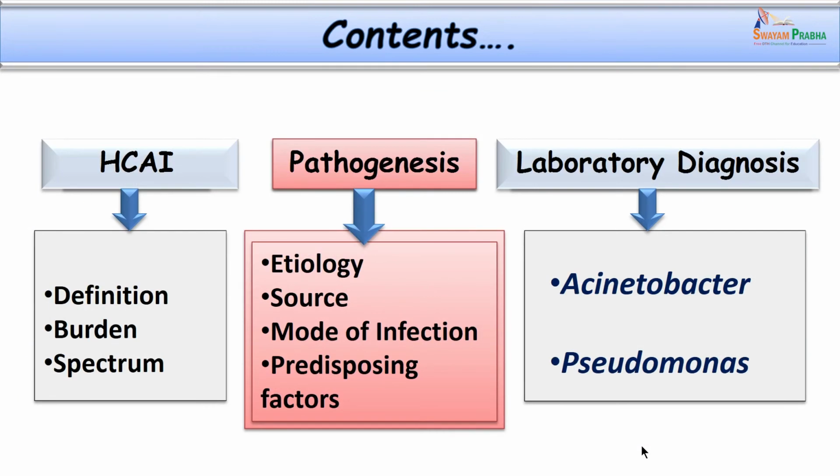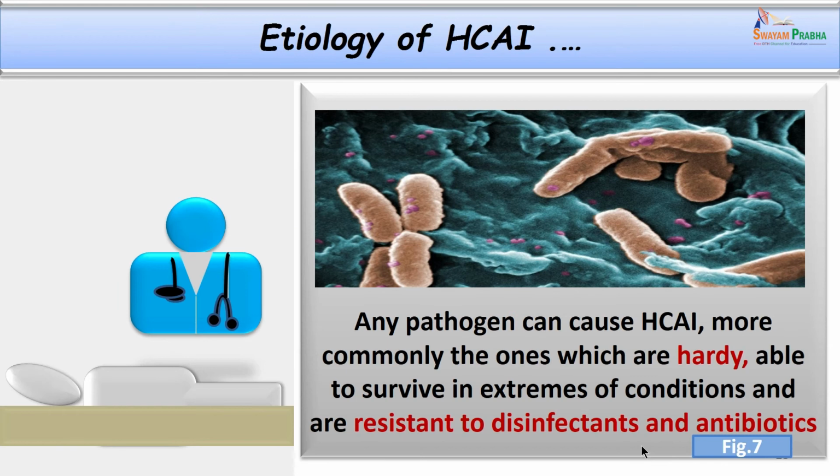Let us now move on to the pathogenesis of such infections. Let us understand in detail their etiology, source, mode of infection and the other predisposing causes. What is the etiology of healthcare associated infections? What are the pathogens which can cause such infection? Do they have some added advantages or virulence factors? Yes, they do have some important virulence factors.